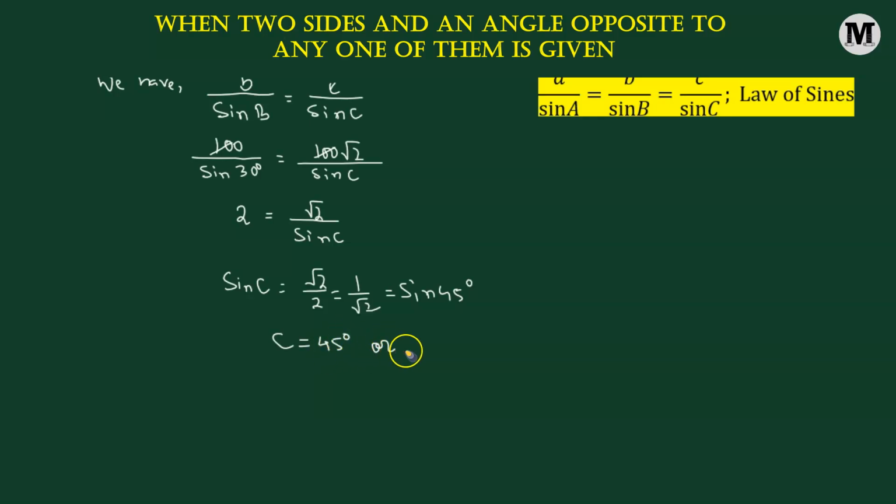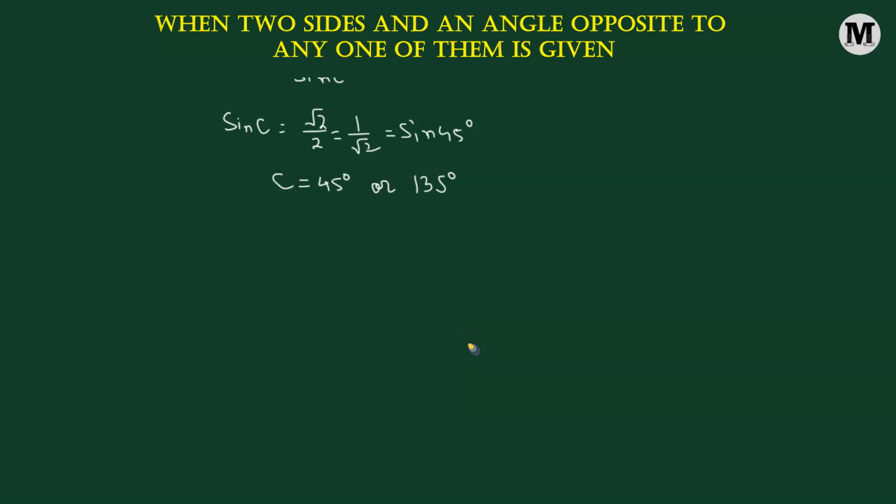Or we could have an alternative value. We could have 135 degrees as well, because we know sine 135 also corresponds to 1 over square root of 2. So C is actually either 45 degrees or 135 degrees, because remember we needed to find out two triangles. So let's try to find out the angle measure A.